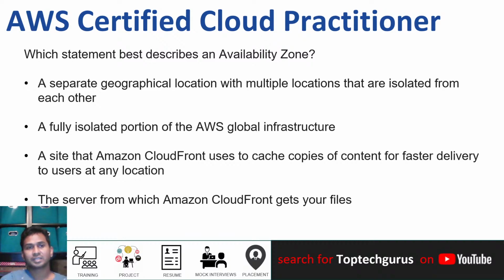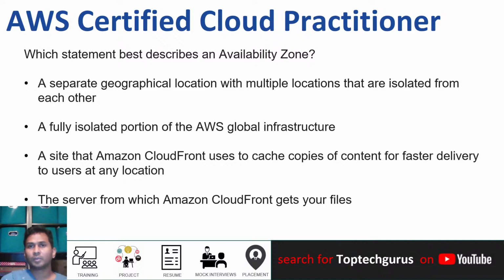And the next one is a fully isolated portion of the AWS global infrastructure. Again, here, isolated portion. So this should give you an idea of what we're getting to. Next one is the site that Amazon CloudFront uses to cache copies of content for faster delivery to users at any location. These are edge locations, nothing to do with availability zones.